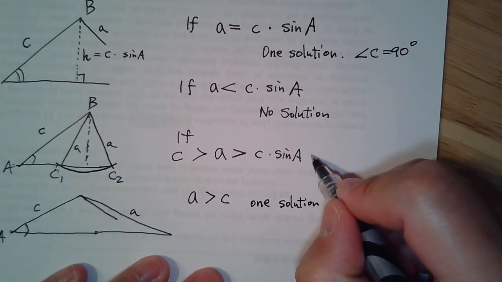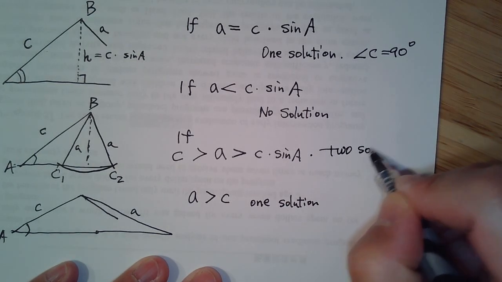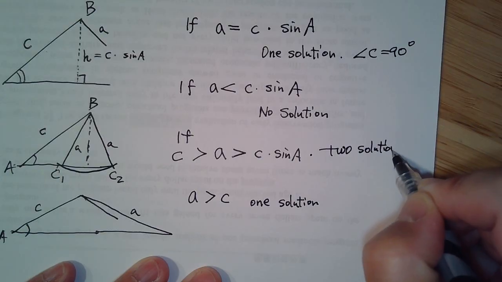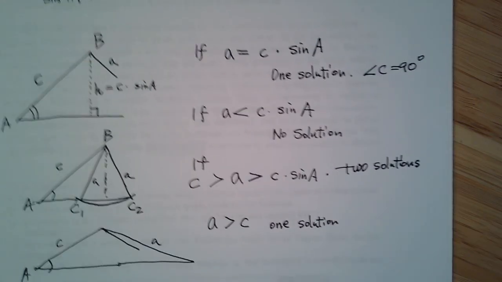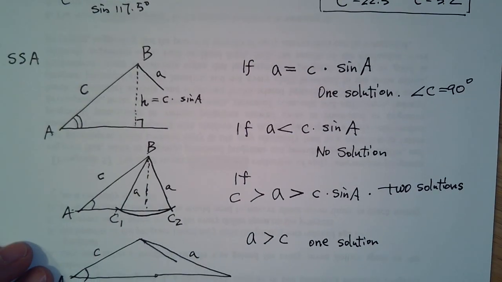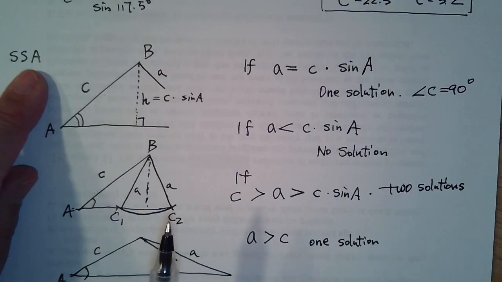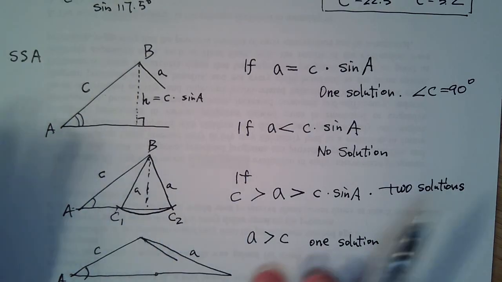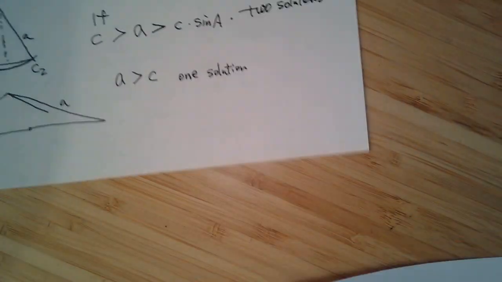All right, now this case will have two solutions. Okay, and here's one solution, two solutions, no solution, one solution. So it all varies if you are given SSA: if you're given two sides, and next to that an angle. So this angle is not in the middle. In the middle case, we're going to deal with that later in the next session.